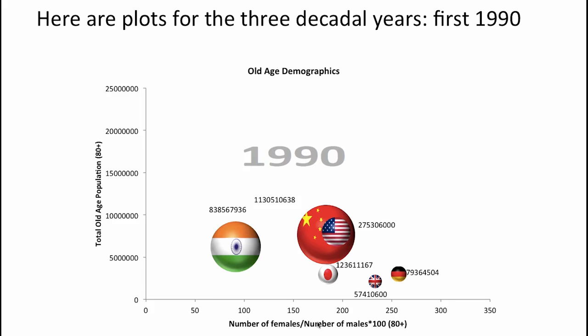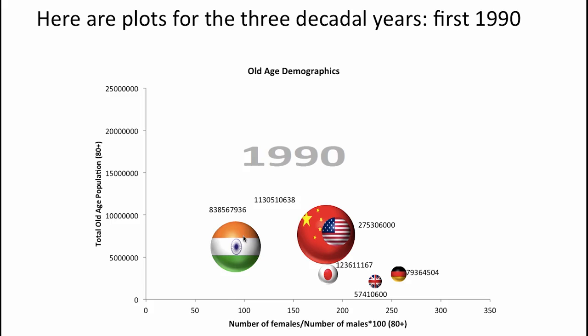On the horizontal axis, you have the sex ratio in the 80 plus age group. On the vertical axis, you have the total population of the 80 plus age group, and the numbers you see accompanying each bubble is the total population. So we have all the 3 variables represented. In addition to that, we also have the year. Now let's start with the analysis.